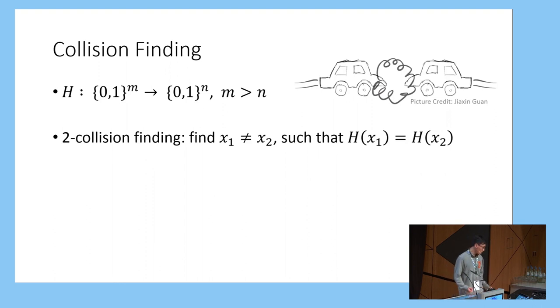And there's a well-known problem called collision finding or two-collision finding, which is to find distinct inputs x1 and x2 that map to the same output. There are a lot of crypto problems that are based on this problem being hard, for example, hash functions and also other applications of hash functions.